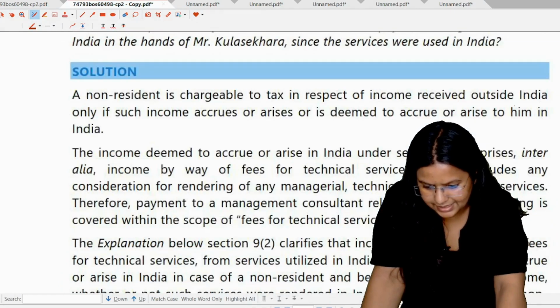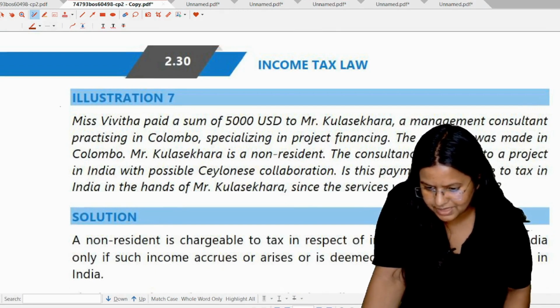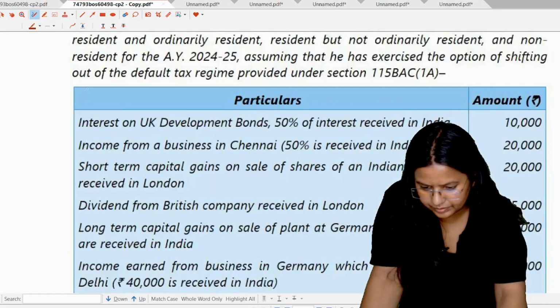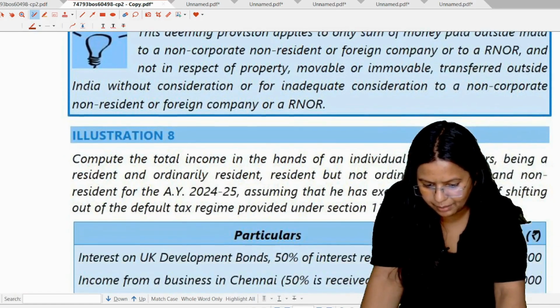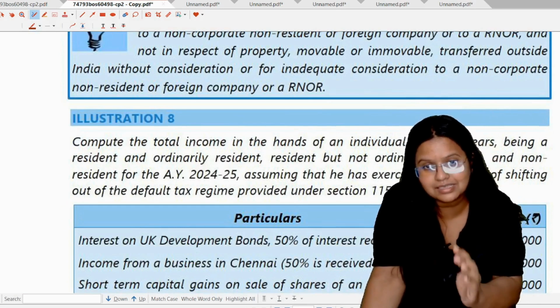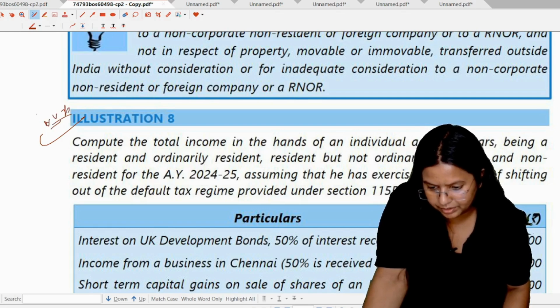So next, illustration number 7. Let's come to this. Students, illustration number 7 is over. Next is illustration number 8. Again, this is a very, very important illustration. Please consider it very carefully. Write it down, very important.